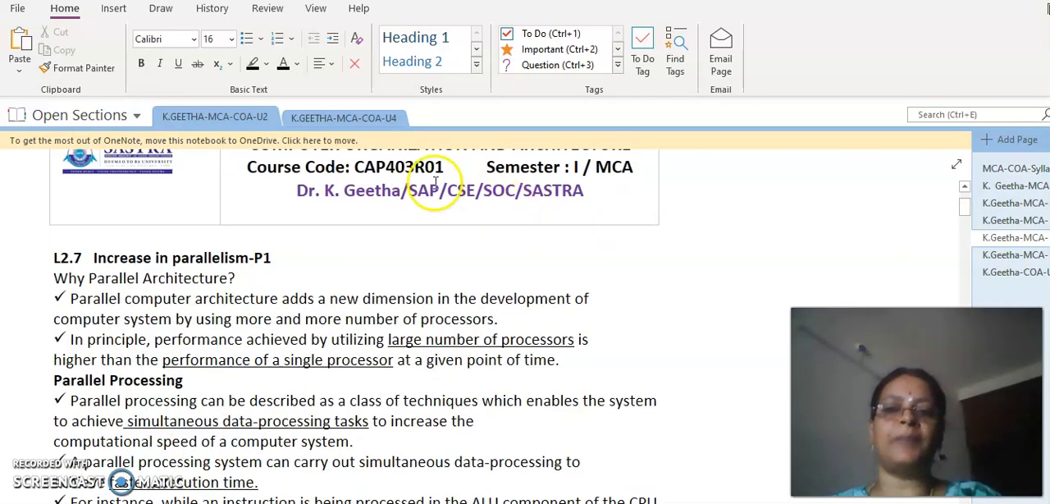Why are we moving to parallel architecture? Actually, parallel computer architecture adds a new dimension to the development of the system by increasing the number of processors. By involving a large number of processors, it is possible for us to improve the overall performance when compared to single processor computing.